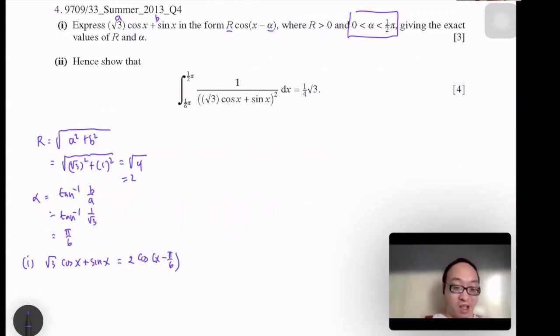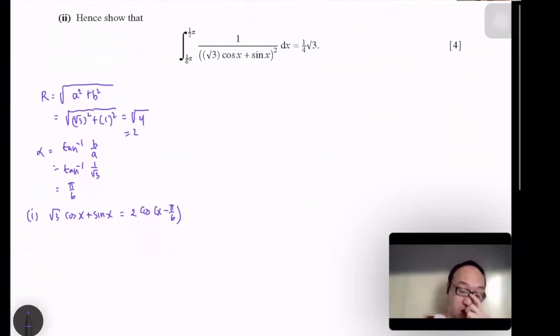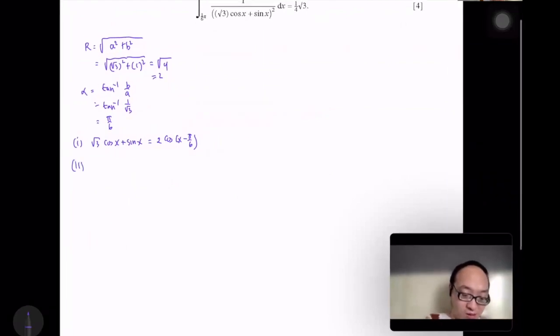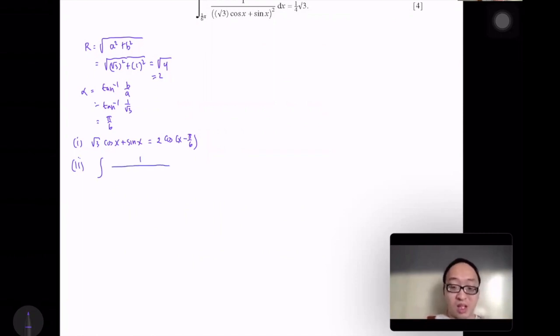And for II, show that the integration of the function equals 1 over 4 square root of 3. Now, do I have enough space here? Okay. So the integral of 1 over root 3 cos x plus sine x squared. We can change this into the form that we have, so it's 2 cos of x minus pi over 6, squared, dx.